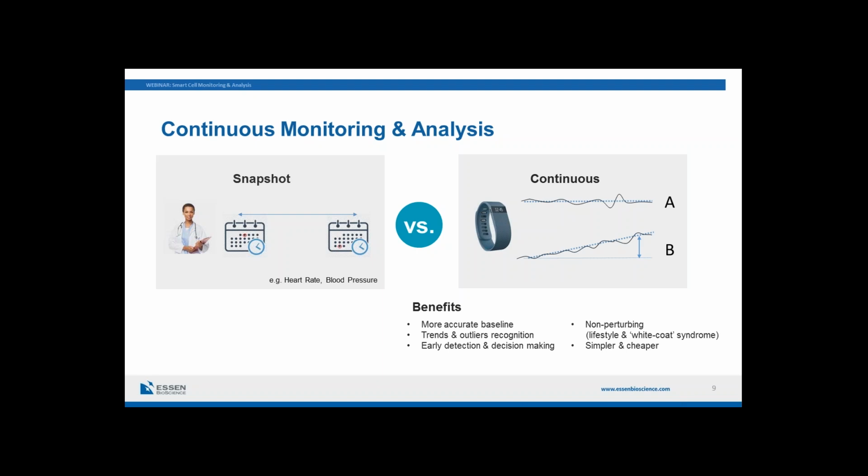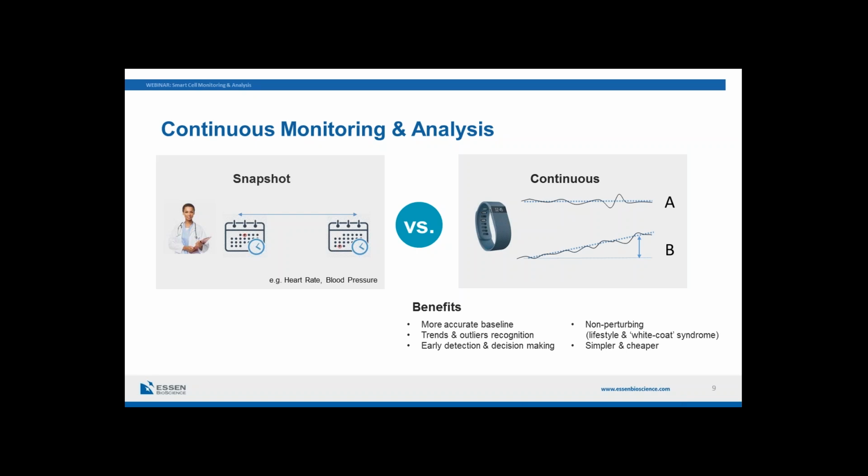more detailed analysis done. Hopefully it's clear from this example the benefits of this continuous monitoring are firstly a more accurate baseline, secondly the ability to determine or detect trends and outliers in the data set, and you can use that early detection to make an early decision. You wouldn't wait for 6 months to go see your GP if your trend was for a rising parameter. Importantly, the detection method, in this case the Fitbit monitor, is very non-perturbing to the biology of interest. So both your lifestyle, you don't need to take your day off work to go and see your general practitioner.